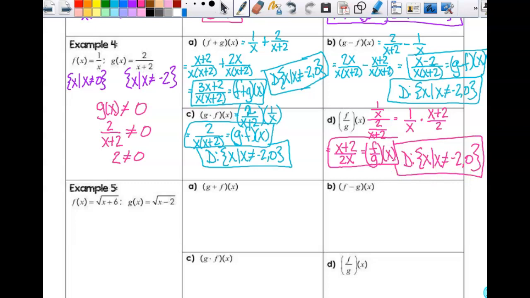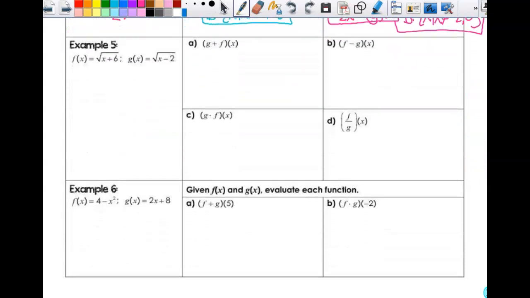You try number 5 on your own, or at least some of it, and maybe you have to stop and start, whatever. You can just do it at your own pace, but always try and do some of these without me just telling you everything.